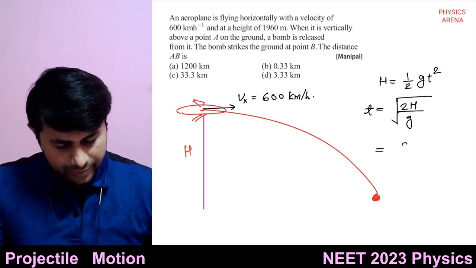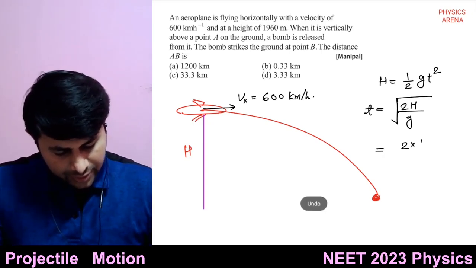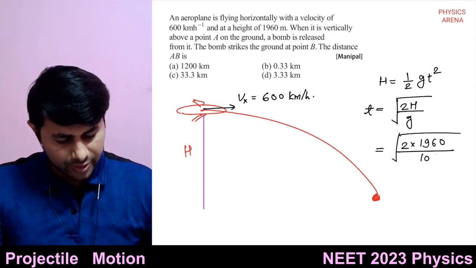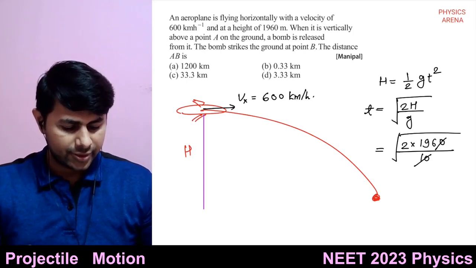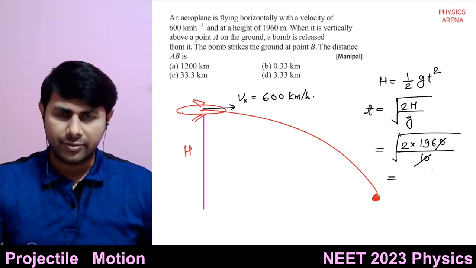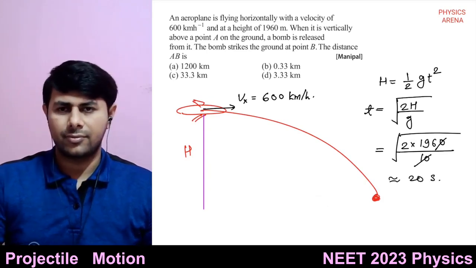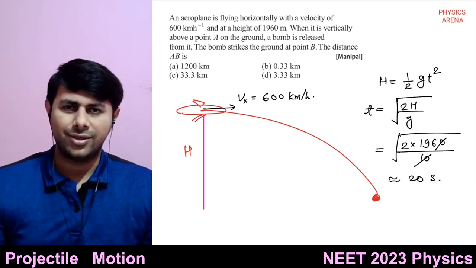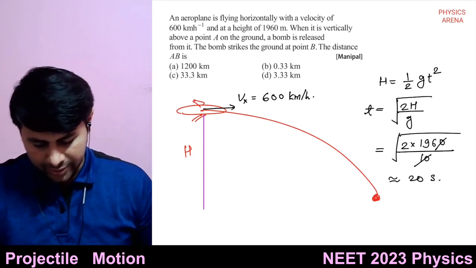So it is 2 times 1960, which is the height, divided by g. G is 10, or take 9.8. So this thing will get cancelled. 196 times 2, close to 400, 392. Square root of that will be close to 20. Square root of 400 is 20. We have 392, it's close to 20, right? And then you can find out the horizontal distance.